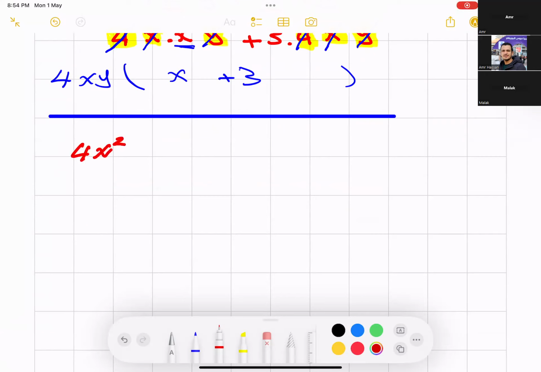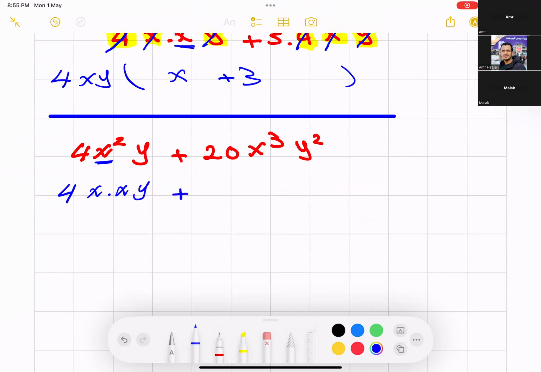So here we have 4x²y plus 20x³y². Let me try to break it down. This one, I'm going to keep as 4. What about x²? It's supposed to be x multiplied by x. What about 20? It's supposed to be 4 times 5. And then x³ is x multiplied by x multiplied by x, and then y² is y and y. Perfect.